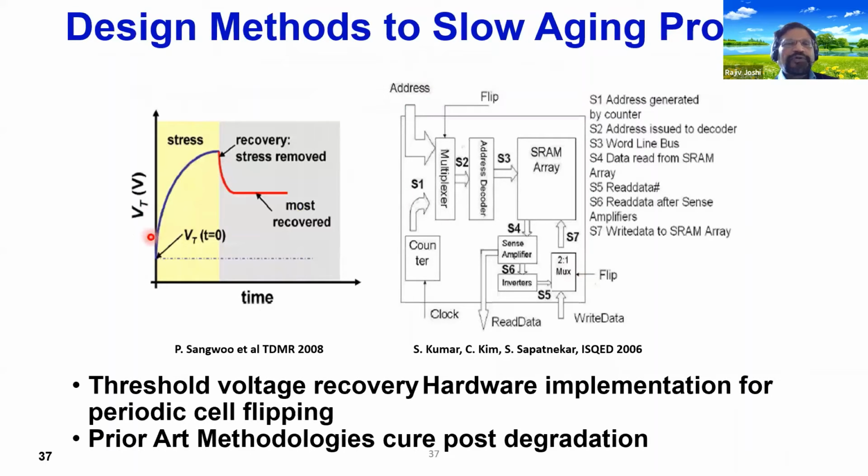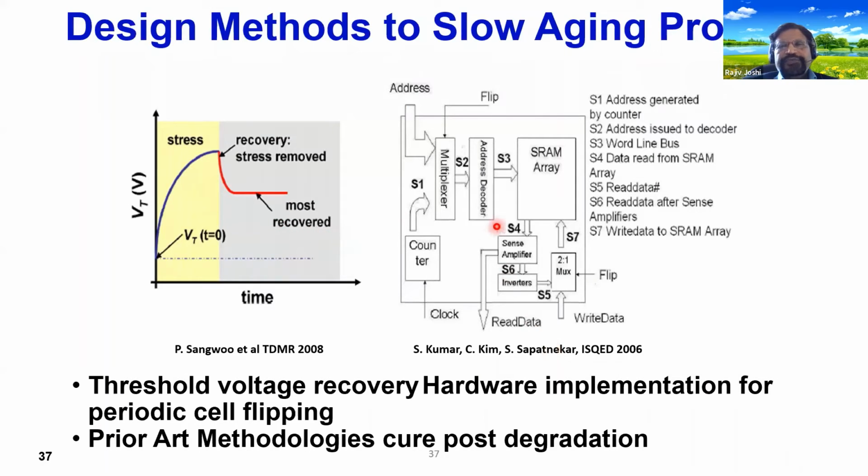that as a function of time, as I mentioned, the VT increases if you apply stress to it. But then when you remove the stress, it recovers, right? But not to the fullest, but it will try to recover. So how do you do that?